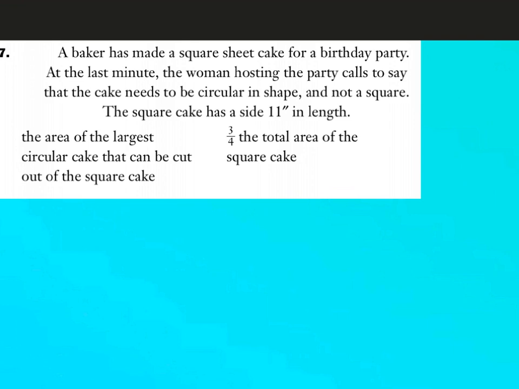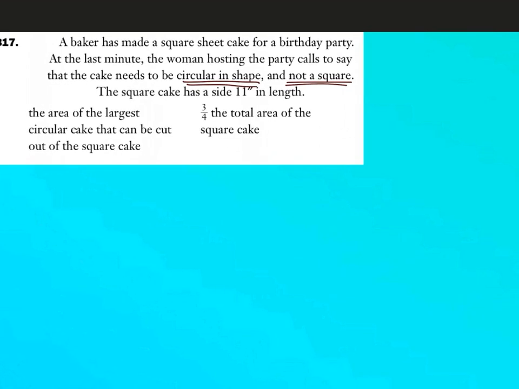A baker has made a square sheet cake for a birthday party. Okay. So at the last moment, she says it has to be a circle in shape, not a square. Now what we know is that the cake which was made has sides 11 inch each. So this is 11, 11, 11, 11. Now what they're saying is the first quantity is the area of the largest circular cake that can be cut out of the square. The largest circular cake would be this one, touching the edges of the square.